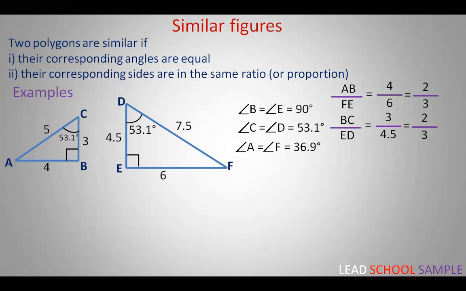Now we have to see the ratio of the hypotenuse. AC upon hypotenuse DF. That is 5 upon 7.5. That is also 2 upon 3. Here if you see, all corresponding sides are in the same ratio. Here the triangle DEF is an enlargement of the triangle ABC regardless of orientation. Therefore, triangle ABC is similar to triangle FED.